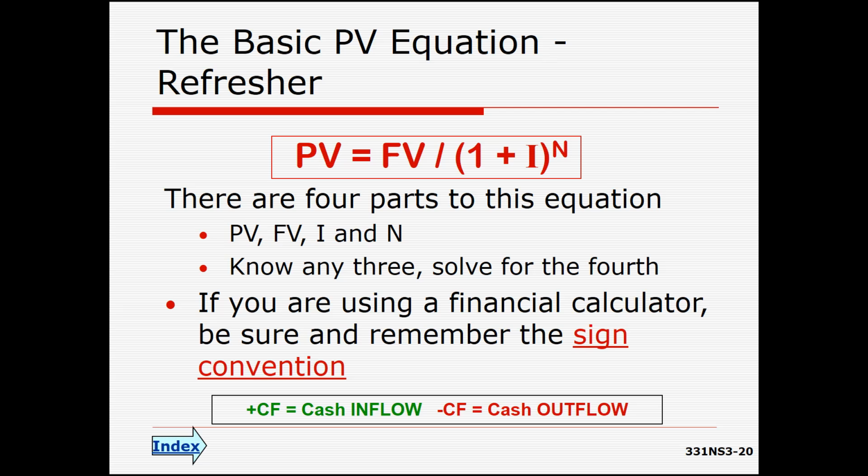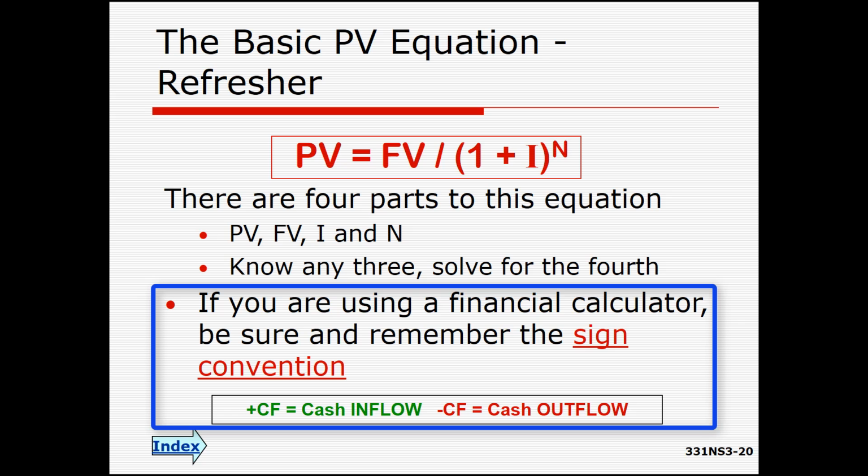As a refresher, here's your basic PV equation. It has 4 parts: present value, future value, I, and N. In your calculator, enter any 3 plus a 0 in payment and solve for the 4th. And don't forget the sign convention. Inflows to you are positive, outflows from you are negative.